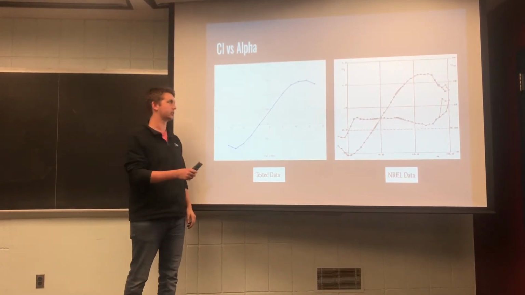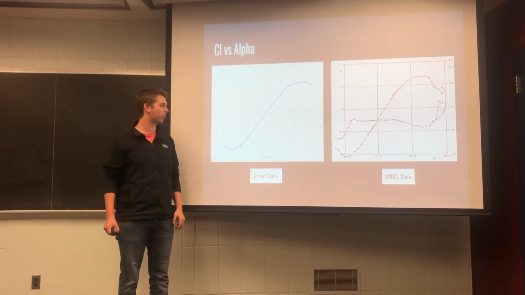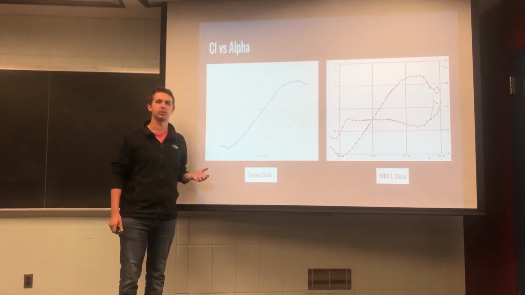Finally, we're going to look at our CL versus alpha, and here we can also see that we match the NREL data. The max we found was around 1.4, and our minimum CL was around -0.75.